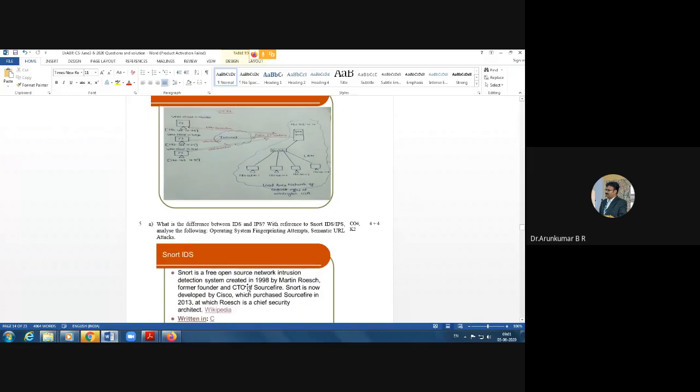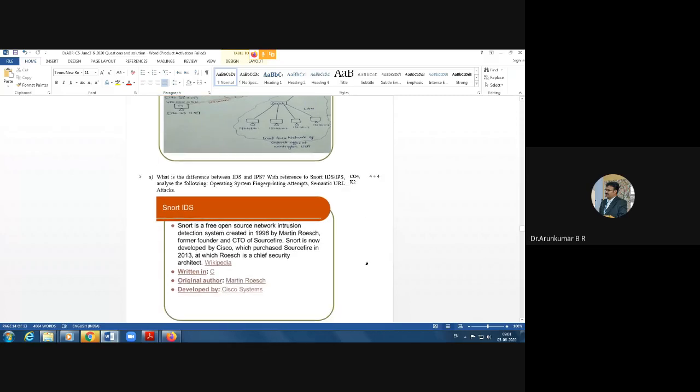The next question is, what is the difference between IDS and IPS? Intrusion detection system and intrusion prevention system. As per the syllabus, we have seen SNORT as both IDS and IPS. The question is, what is the difference between the two? And with reference to SNORT, IDS or IPS, analyze the following: operating system fingerprinting attempts, semantic URL attacks.